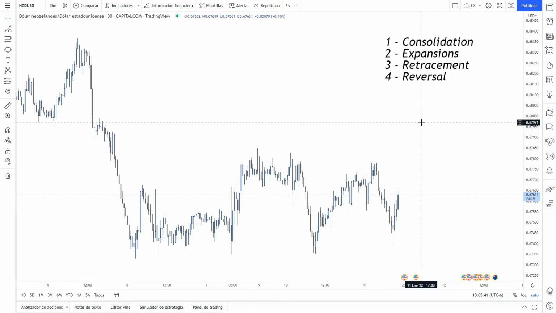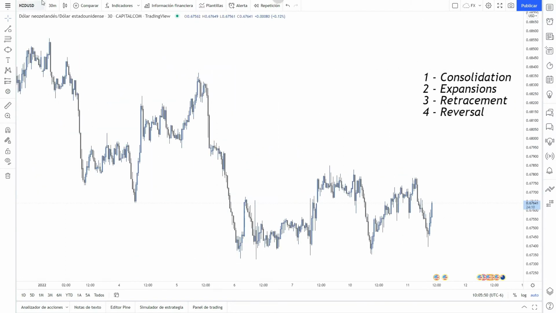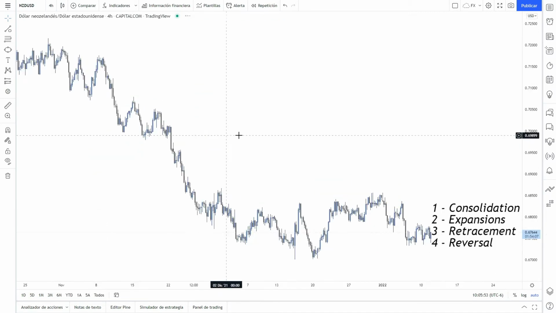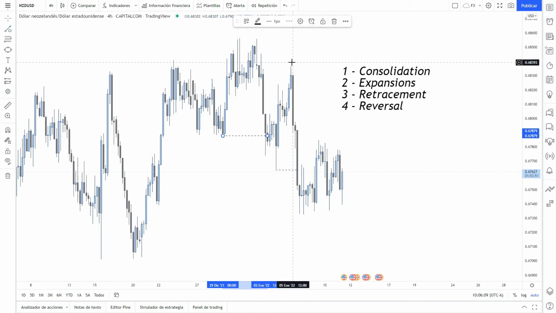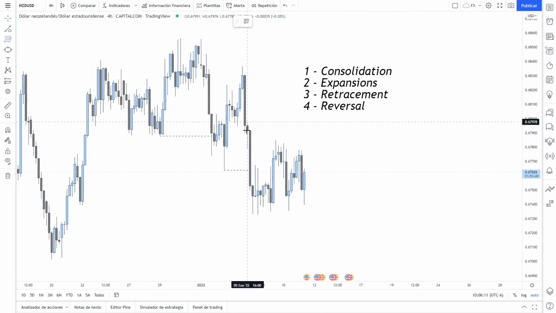So once again, I don't want to be annoying, but if you follow the trend, trust me, you will have better results. Let's check this example, this trade on NZD USD. As you see, price created a new low. It's breaking lows. It's creating higher lows. And we have a CP level here. Good.